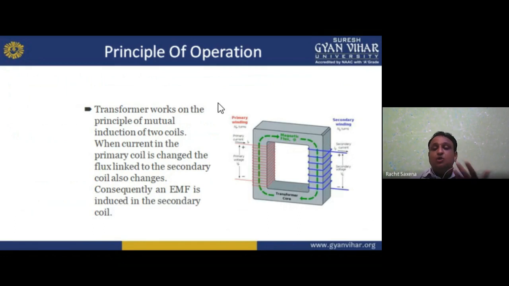A simple transformer means a two winding transformer. It works on the principle of mutual induction, or Faraday's law of electromagnetic induction, of two coils. When the current in the primary coil is changed, the flux linked to the secondary coil also changes. Consequently, an EMF is induced in the secondary coil. In the secondary winding, we can easily find the EMF as per Faraday's law of electromagnetic induction.